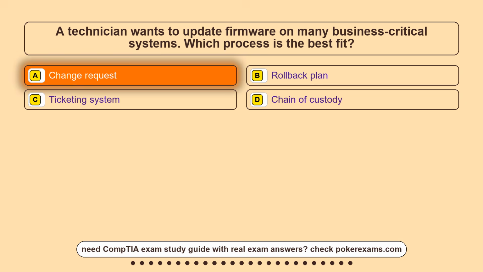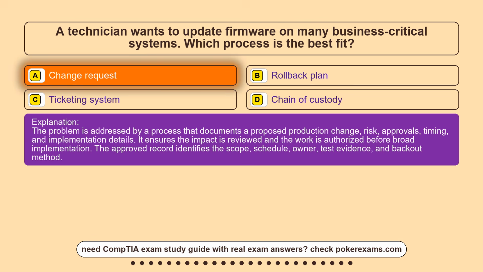Change request. The problem is addressed by a process that documents a proposed production change, risk, approvals, timing, and implementation details. It ensures the impact is reviewed and the work is authorized before broad implementation. The approved record identifies the scope, schedule, owner, test evidence, and backout method.